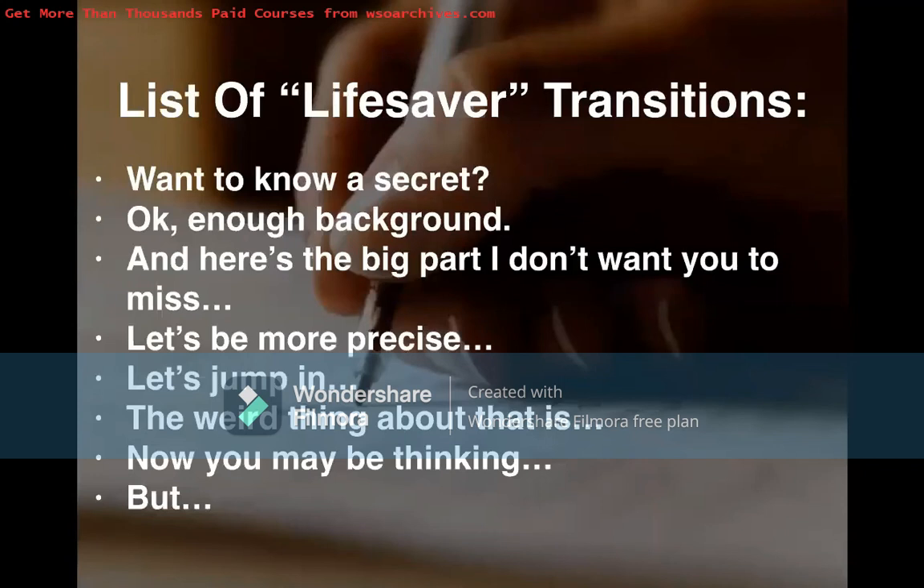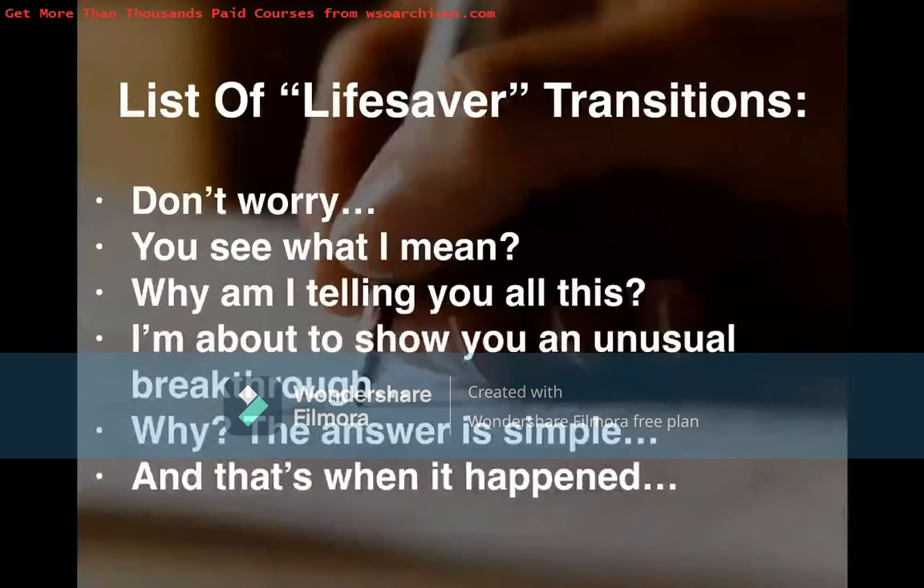All right, and the last page, are you guys ready for the last page of transitions? Good, good. Boom. Come on, don't worry.